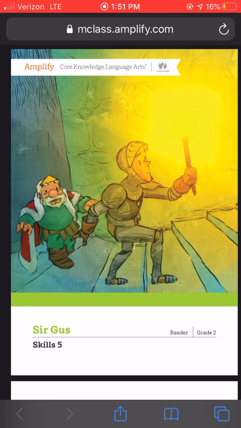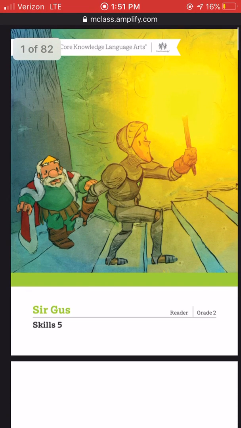Next word is absent-minded. That means forgetful. Since I was so tired, I was absent-minded and didn't bring my homework to school. A saying that you are going to read is, served him well. Sir Gus always did the best he could for King Alfred. So for example, the king told me that Sir Gus always served him well.